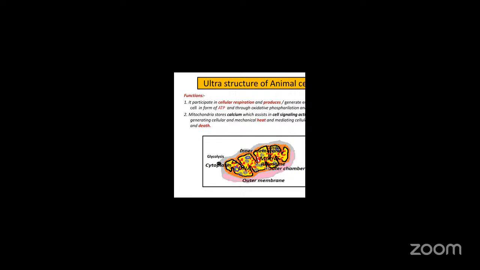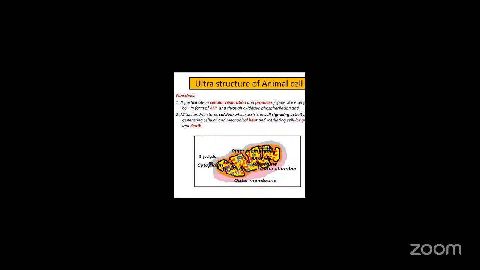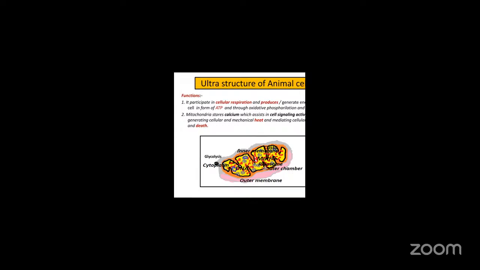It also stores the calcium, which helps in cell signaling activity. You know what cell signaling is? Cell signaling is the communication from one cell to another cell. So it assists in cell signaling activity, generating cellular as well as mechanical heat, and also mediating cellular growth as well as cellular death. So that is how it performs a very important role.